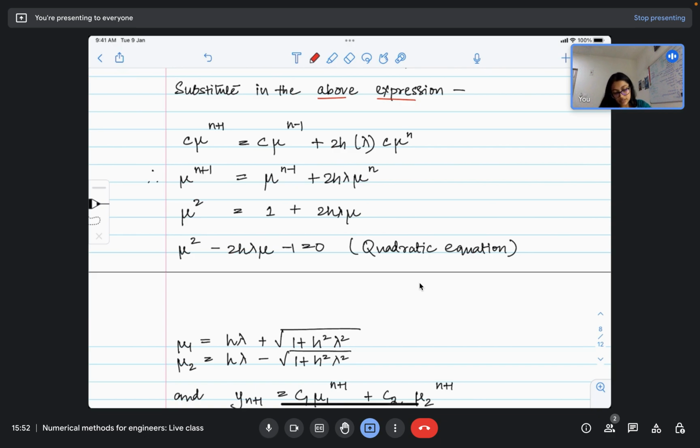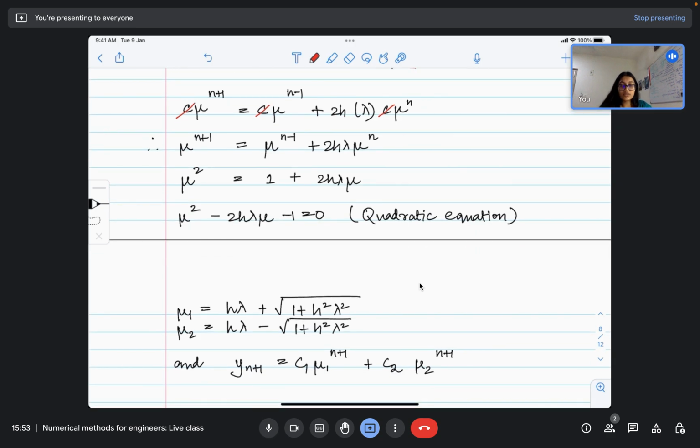Now all the common terms, that is the C's, get cancelled. Also, the mu values are taken common and removed. So what we basically get is mu square is equal to 1 plus 2h lambda mu. Now if you rearrange this, you will see that this is a quadratic equation and it can be written in the form of mu square minus 2h lambda mu minus 1 is equal to 0.